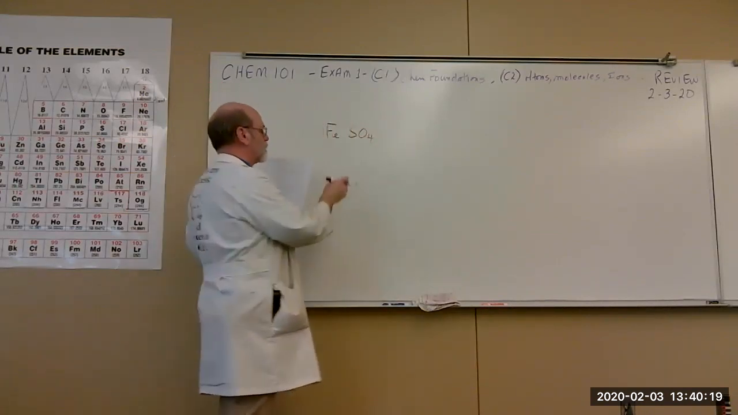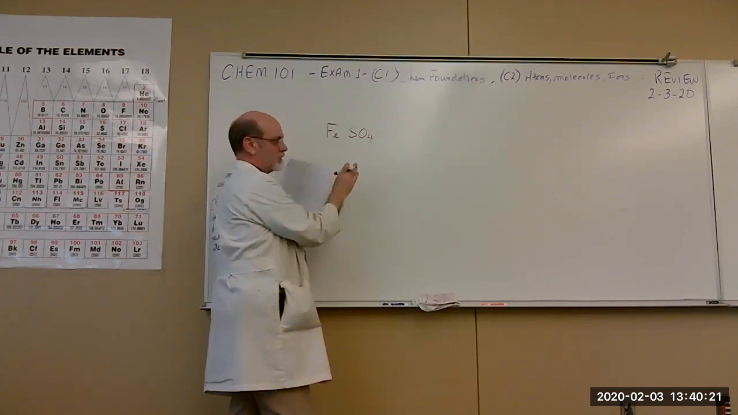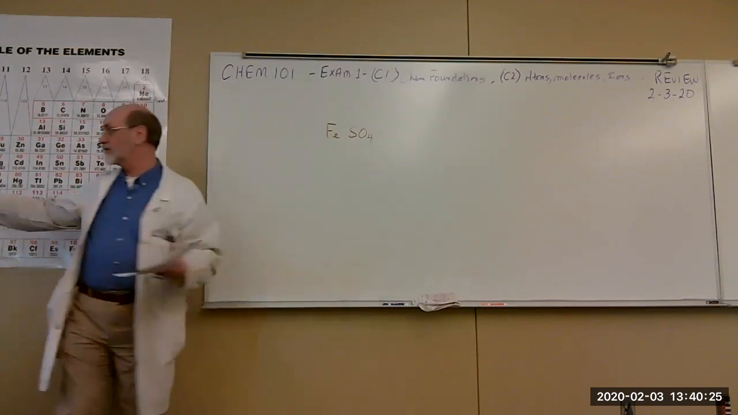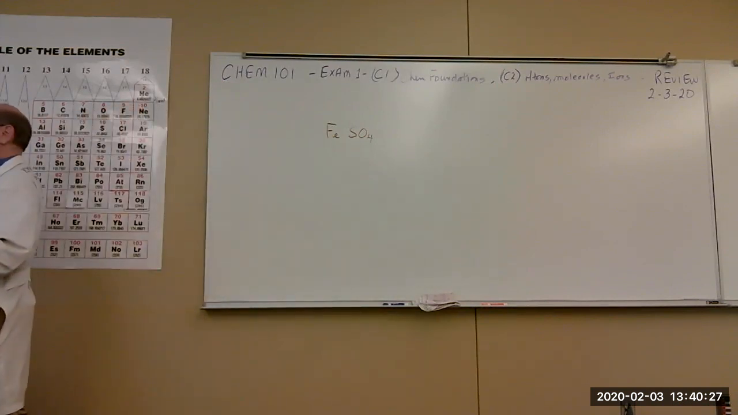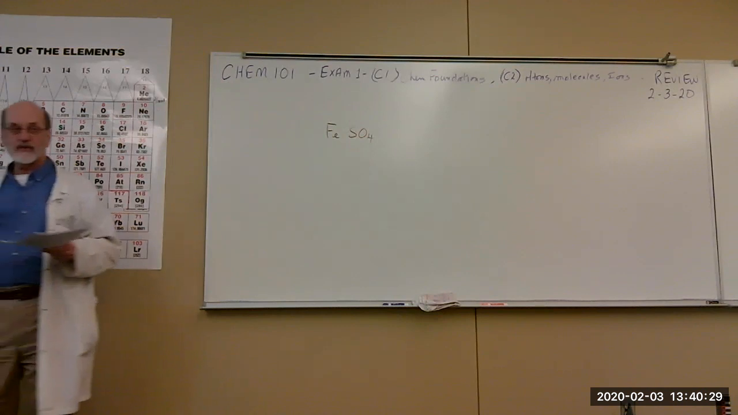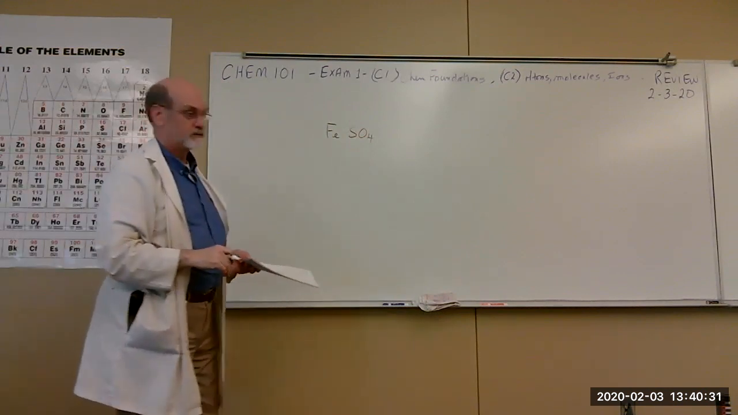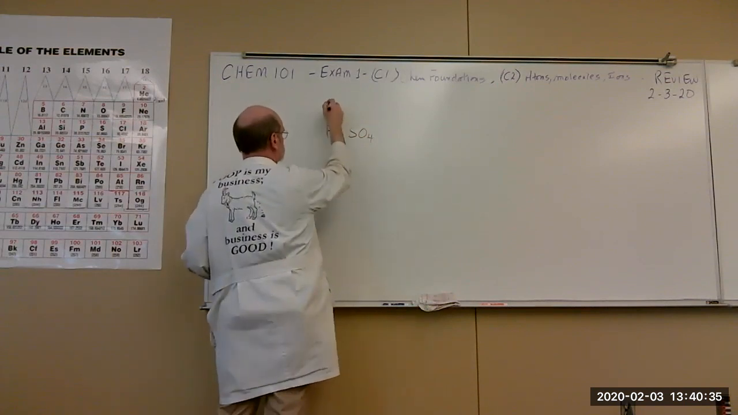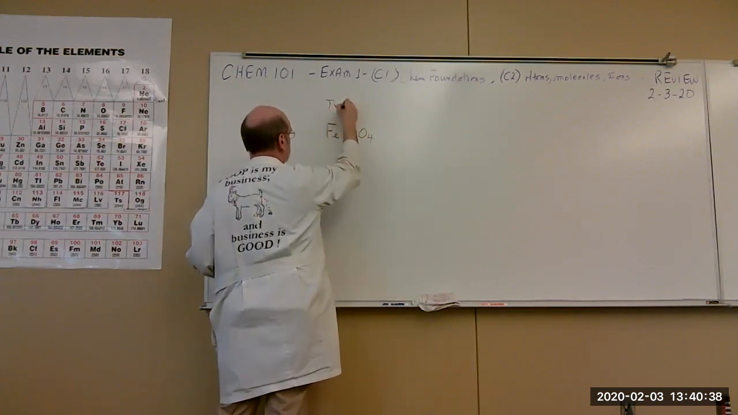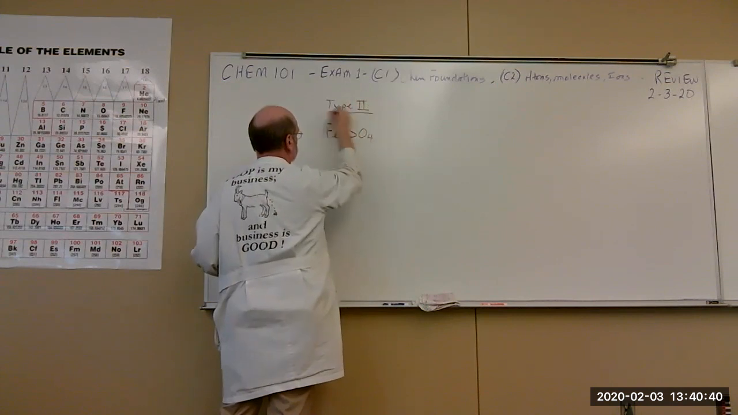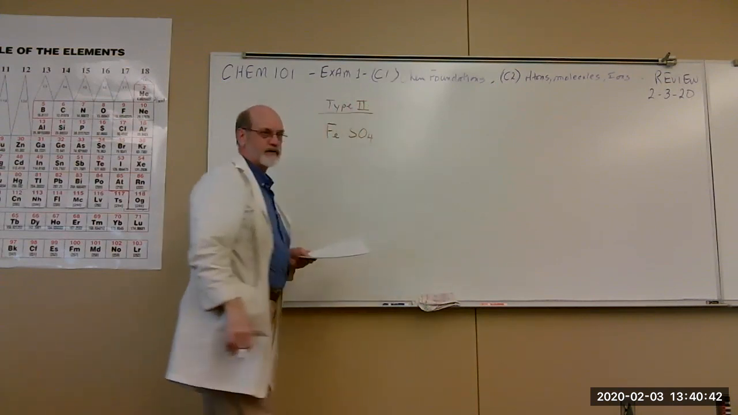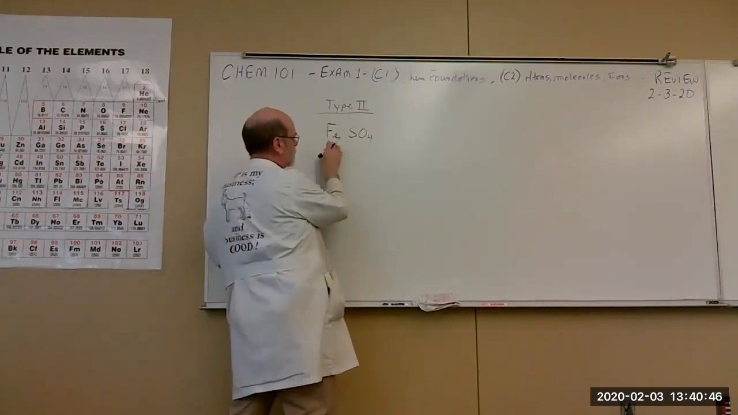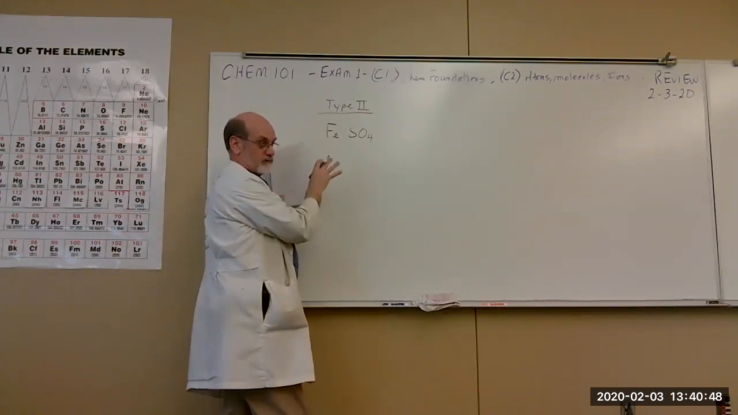You look at what are the cation and anion. The cation is a metal that comes from the transition metals. That means it could possibly have more than one charge. So which type does that make? Type 2. The type 1s have a fixed charge for the cation. Type 2 is multiple possible charges.